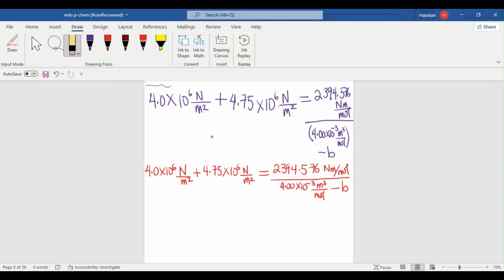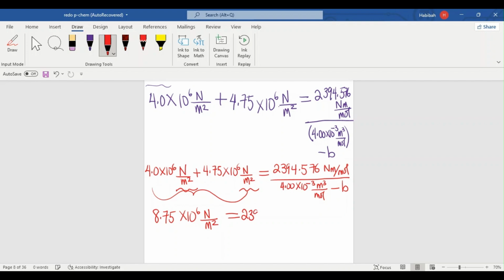So as you can see, this is better, but we can make it even better because we have Newton per meter squared here, Newton per meter squared here. From this, you already know that the units are the same, so we can simply add up this information. Both can be added up to have 8.75 times 10 to the power of 6 Newton per meter squared. Okay, so the left hand side is okay.